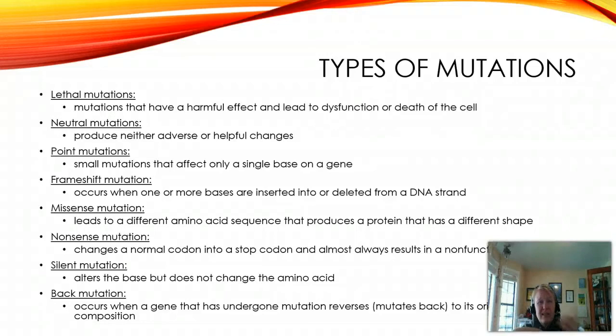What I would suggest is consider a Venn diagram or a chart to help you really sort out these terms to make sure you have a good handle on these different types of mutations, because since they can all be in one or more categories, it gets a little confusing.